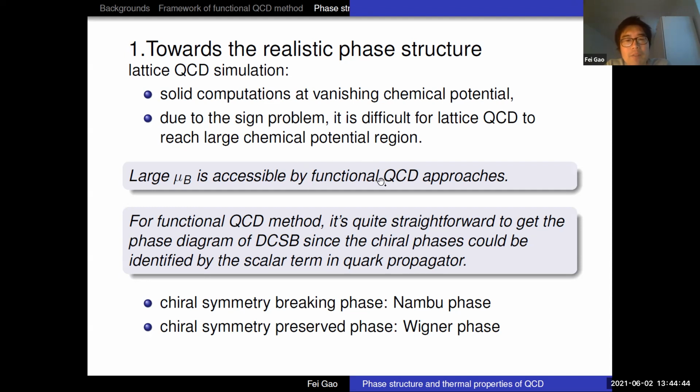So functional QCD methods can consistently generalize to large chemical potential. There's basically no problem for large chemical potential numerically. And also for the chiral symmetry, our method is very straightforward. The symmetry breaking phase or the preserved phase are just the different solutions for the quark propagator.